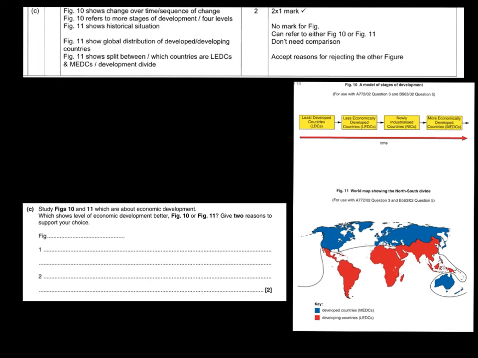If we have a look over here, then actually what we see is a map. Therefore, it's showing the global distribution and it's showing how they're sort of divided, this idea of a north-south divide. So again, the secret here is not to overthink and just basically say what you can see. And again, simple bit of technique, but do that, you get your marks.